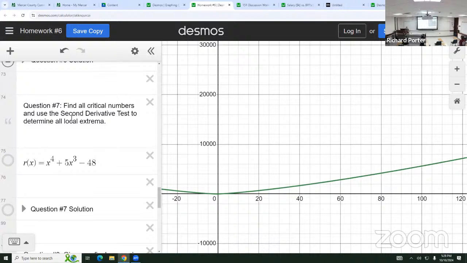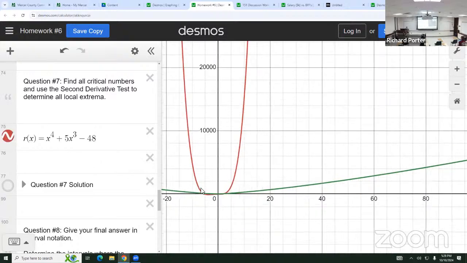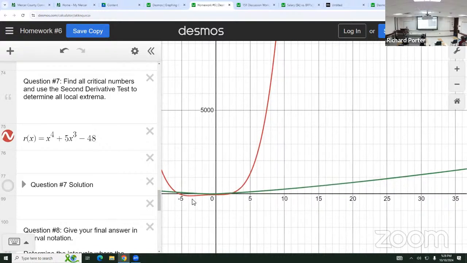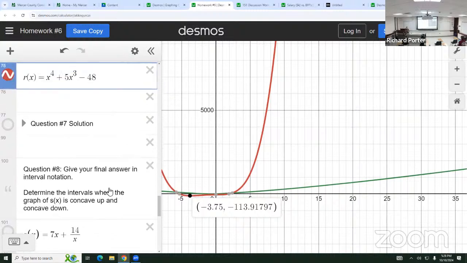Find all critical numbers and use the second derivative test to determine, so you can read about that. For this one here, there's probably only going to be one critical number, oh, there might be more than one critical number, I'm not sure. Might just be one critical number. All right.